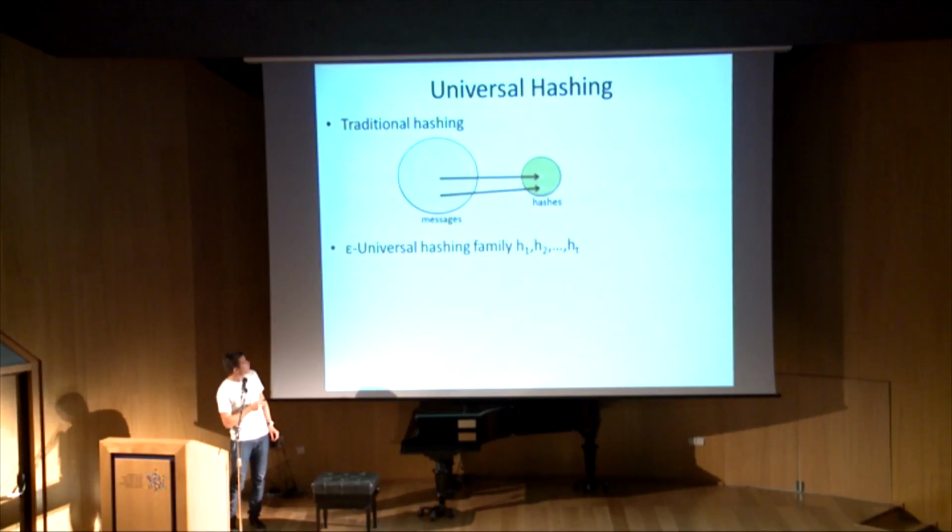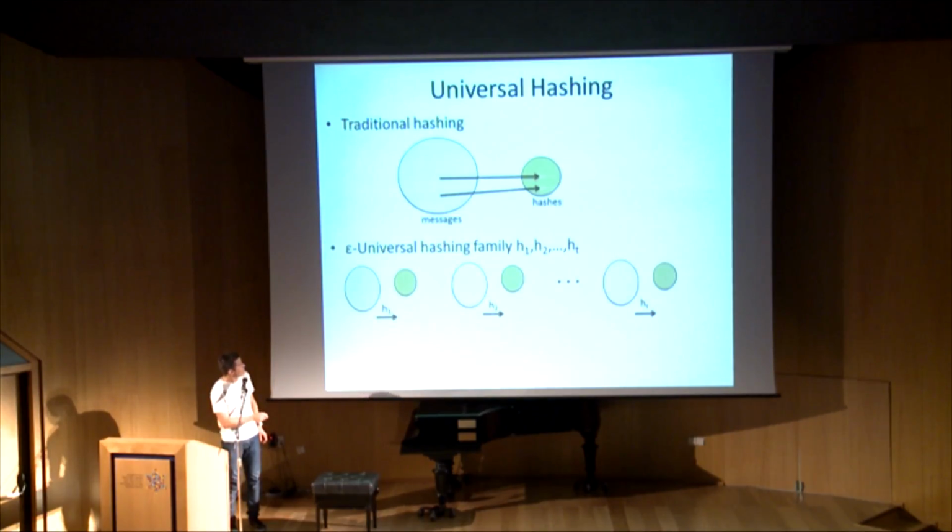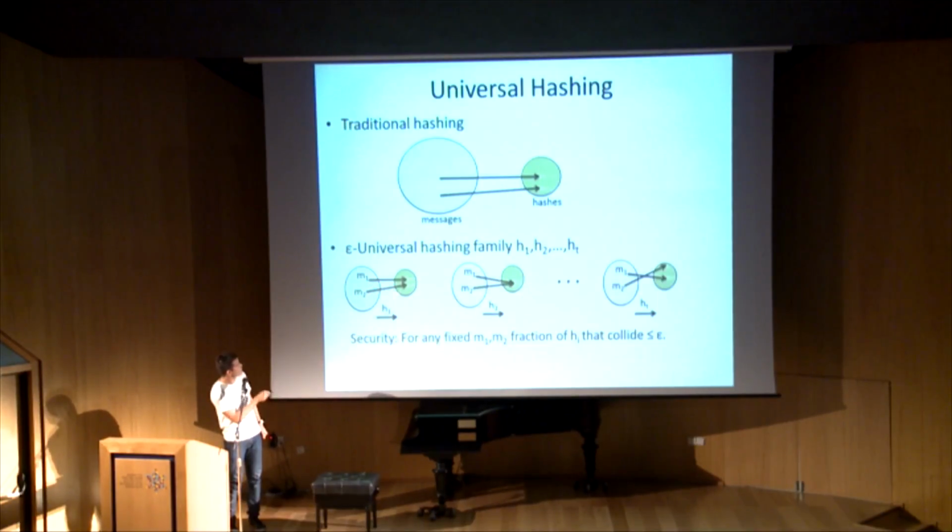Okay, and universal hashing is a family of functions. Let's say there is some family, h1 up to ht. And each of the functions of the family maps messages to the digest. Okay? And the security of these families is the following. If you fix two messages, we can go to each of the functions and check if there is a collision for this function. We can take h1, check if there is a collision, take h2, check if there is a collision, and so on. We know that for any fixed two messages, the fraction of colliding functions is at most epsilon. So we know if a function is chosen at random, then it's most likely to be a good function.